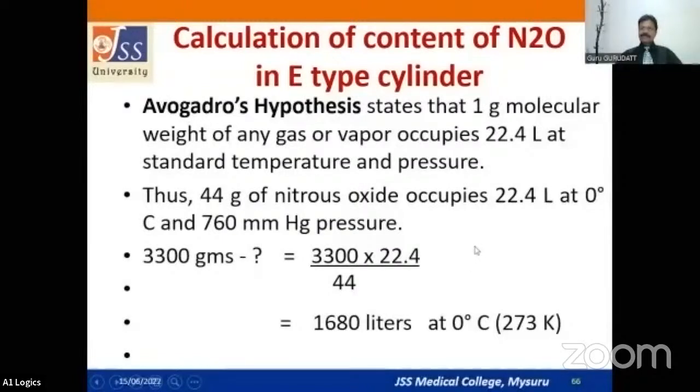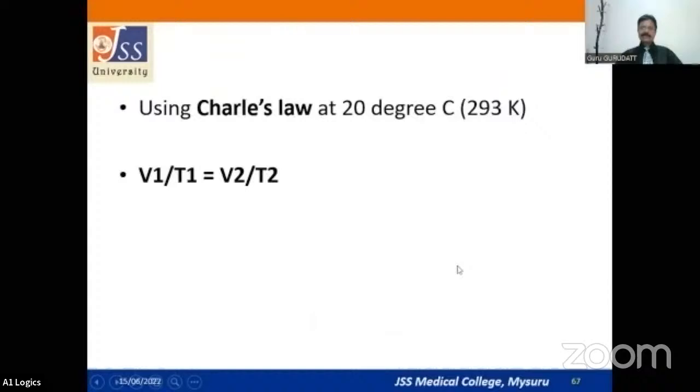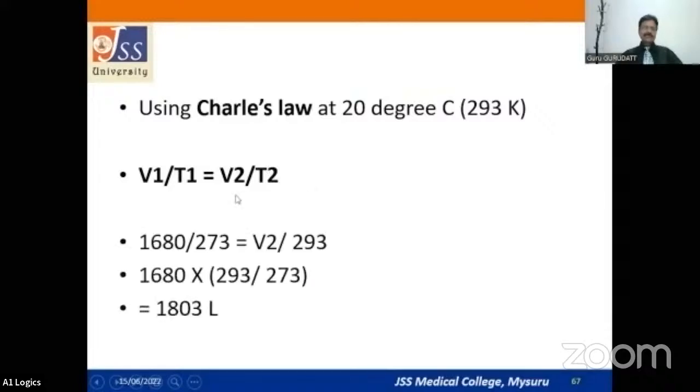But we are using these cylinders at 20 degrees centigrade. So again, you have to use Charles' law, because Charles' law says that volume and temperature are directly proportional to each other at constant pressure. So V1 by T1 is a constant, V2 by T2 is a constant. So V1 by T1 is equal to V2 by T2. We know V1, which we just calculated, it's 1680 liters. T1 is 0 degrees centigrade or 273 kelvins. We want to calculate V2. T2 is 273 plus 20 degrees, so 293 kelvins. If you calculate, you get about 1,800 liters.